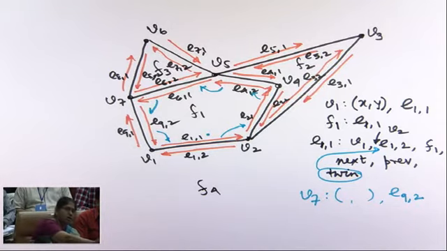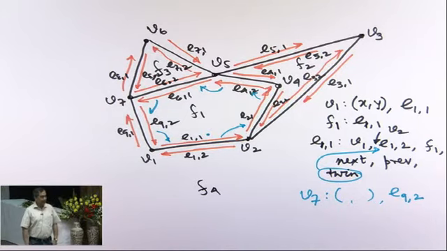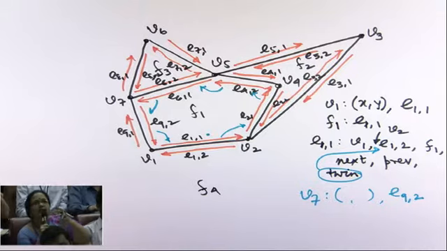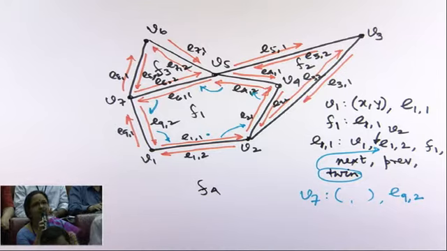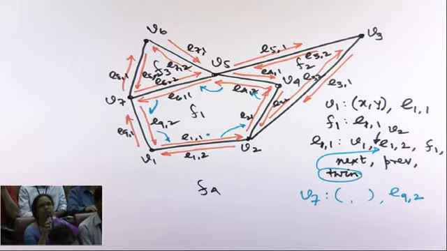Yes, ma'am? Take the edge incident on that. It's twin's adjacent edge you take. Take which edge? E91. V7 has E92. Yeah, E92. From E92 you go to E91 because you have a twin saved. Right. E91's vertex is V1. Next. No, E91's next. E91's next is E81.